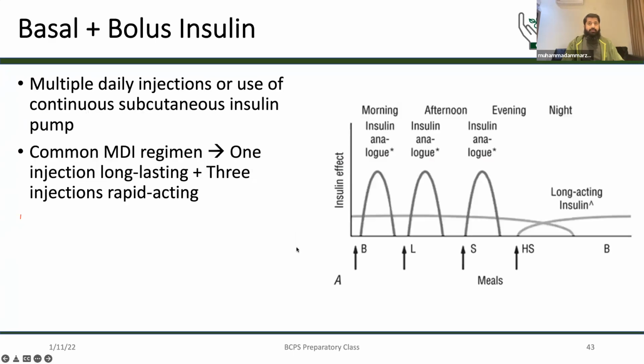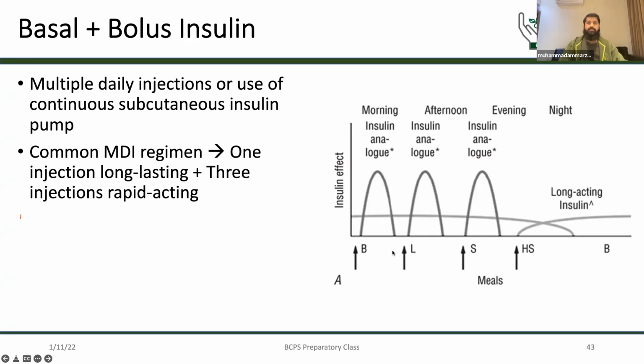So you can see in this graph that physiologically what happens is that there is some basal level of insulin and there are some bursts of insulin after you take meals. So you should mimic this one. You can mimic these basal levels by long-acting insulins, and you can mimic these postprandial insulin bursts by short-acting insulins. So this regimen is the most common one, and this is called the basal bolus insulin regimen. So you have one injection of long-lasting insulin and 3 injections of rapid-acting insulin after each meal.